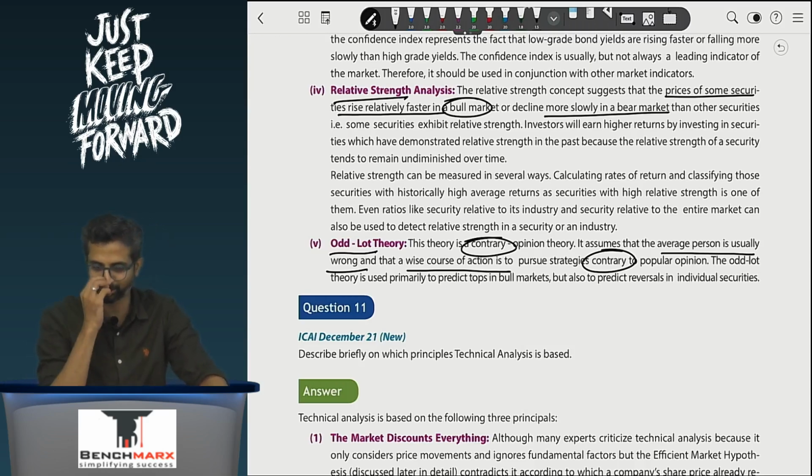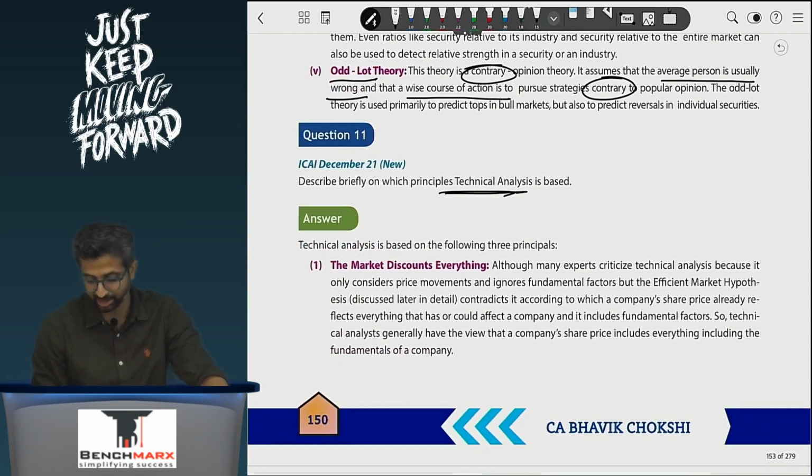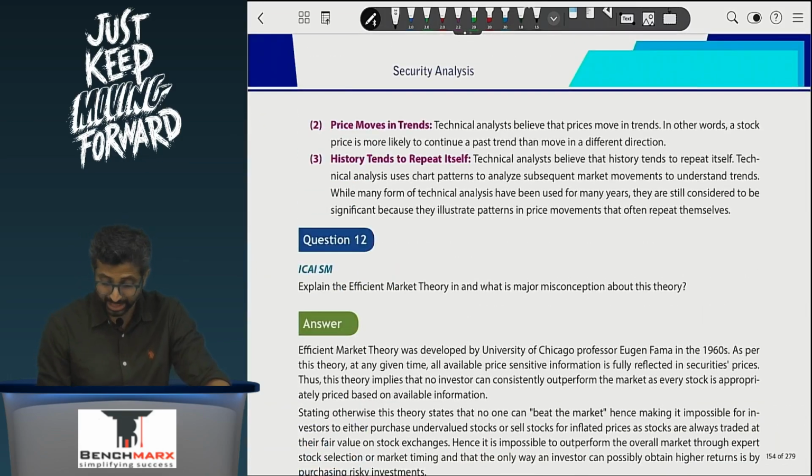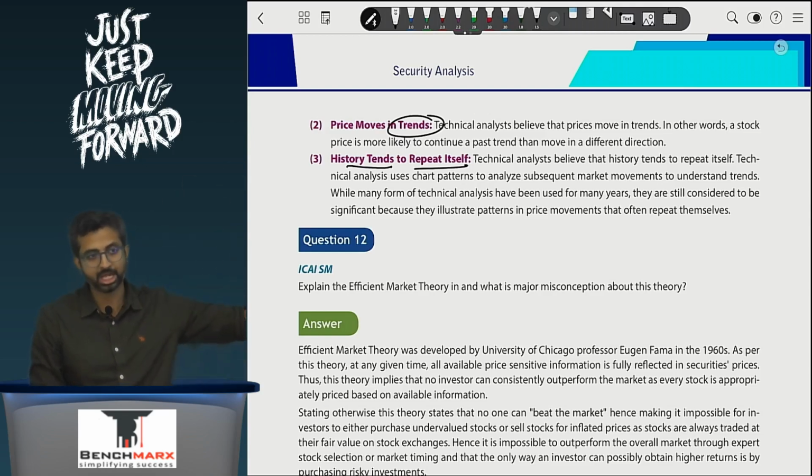And 2-4 important words. Describe the theory on which technical analysis is based. Market discounts everything. Next, price moves happen in trends. This is what technical analysis always believes, that there is a trend in which it moves, and history tends to repeat itself. What has happened in the past will repeat in the future, and hence what we are studying is what has happened in the past, so we can get an insight of what is likely to happen in the future.